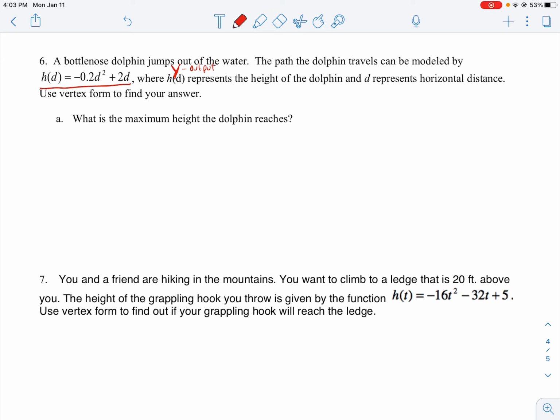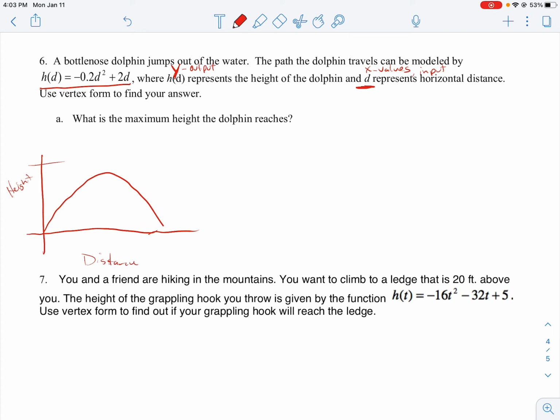So, h of d represents your output, the height of the dolphin, and then d, or your x values, or your input, represents the horizontal distance. Okay, so it's worth mentioning that the start of this is going to be at the origin. Your y values are measuring how high your dolphin jumps in the air, and your x values are measuring distance, how far it jumps.